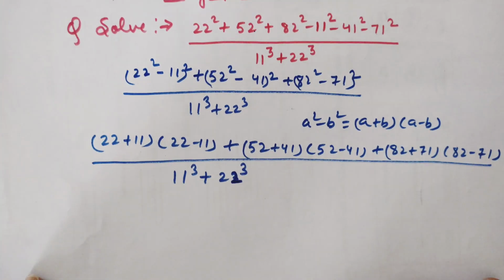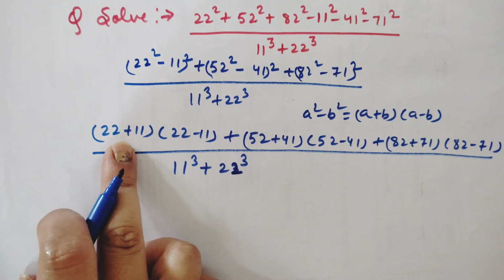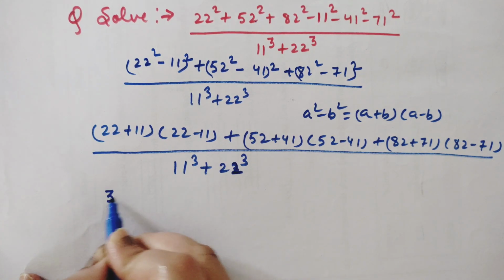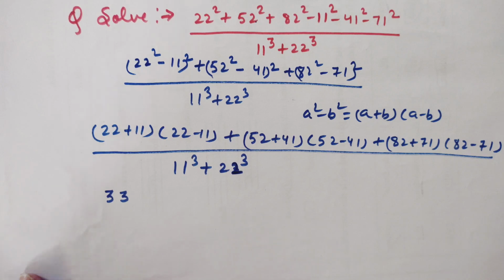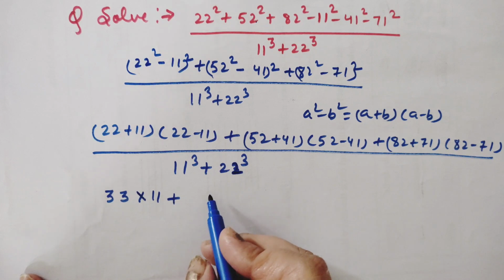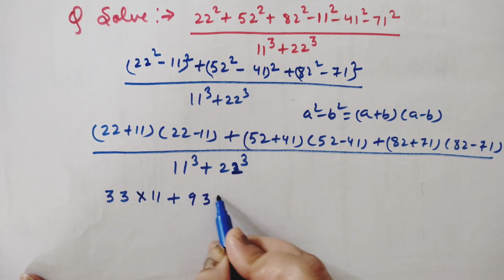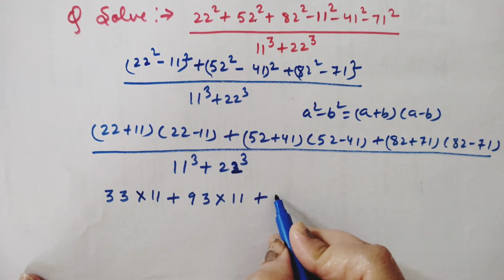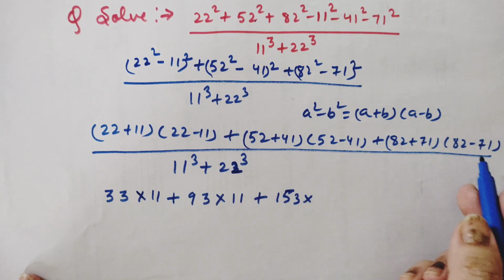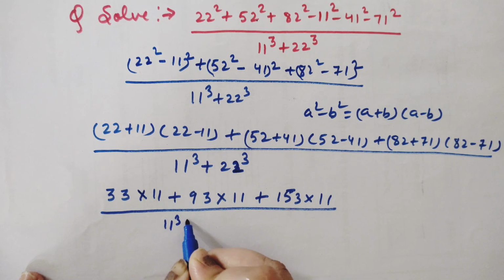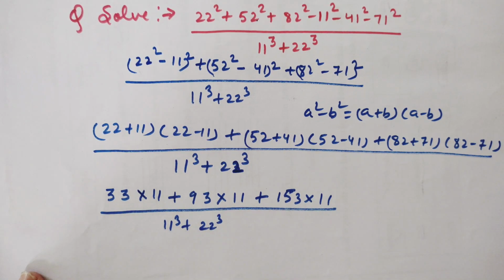After that we will solve these terms. 22 plus 11 is equal to 33. Then 22 minus 11 is 11. 52 plus 41 is 93, and 52 minus 41 is 11. Similarly, 82 plus 71 is 153, and 82 minus 71 is 11, upon 11 cube plus 22 cube as it is.